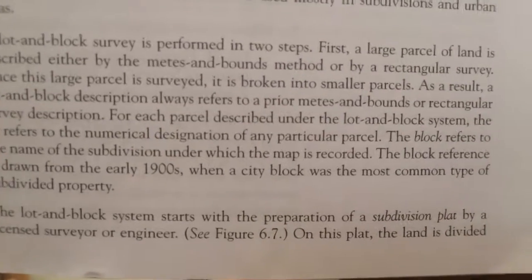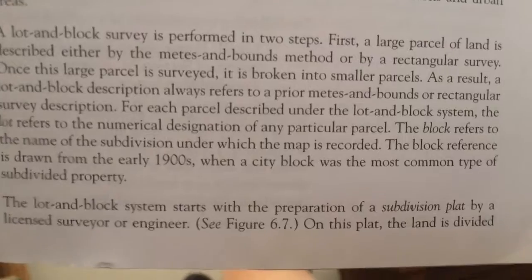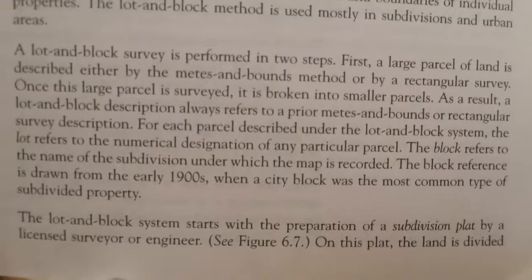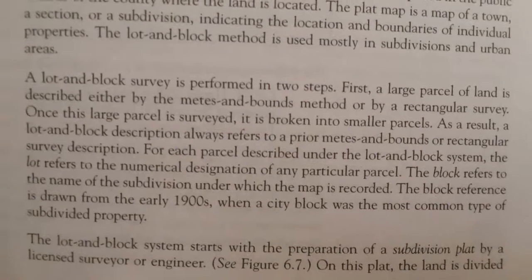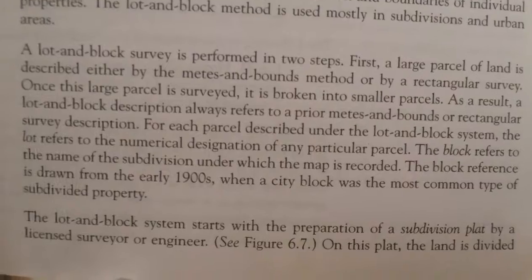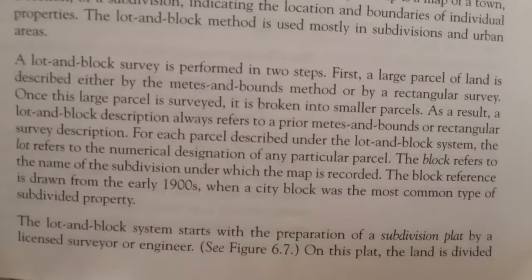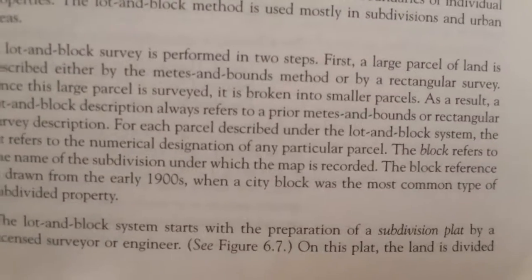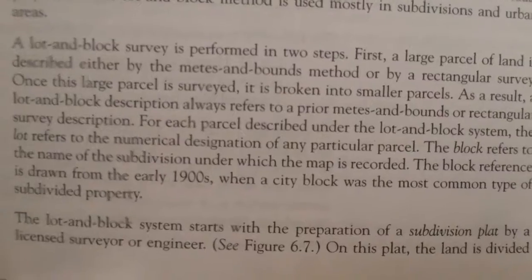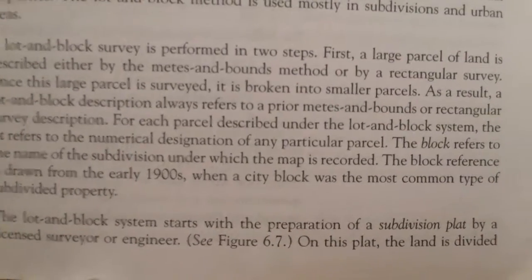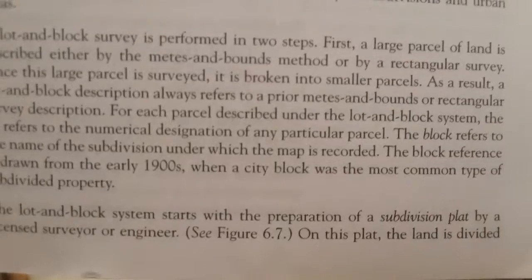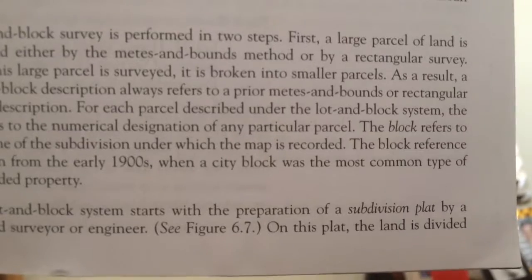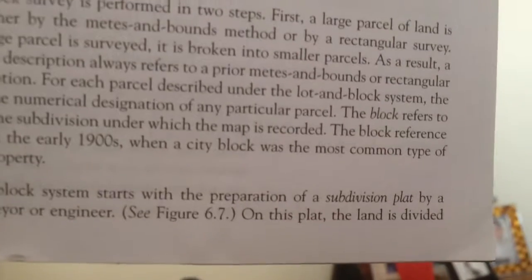For each parcel described under the lot and block system, the lot refers to the numerical designation of any particular parcel. The block refers to the name of the subdivision under which the map is recorded. The block reference is drawn from the early 1900s, when a city block was the most common type of subdivided property. The lot and block system starts with the preparation of a subdivision plat by a licensed surveyor or engineer. See figure 6.7. On this plat, the land is divided.